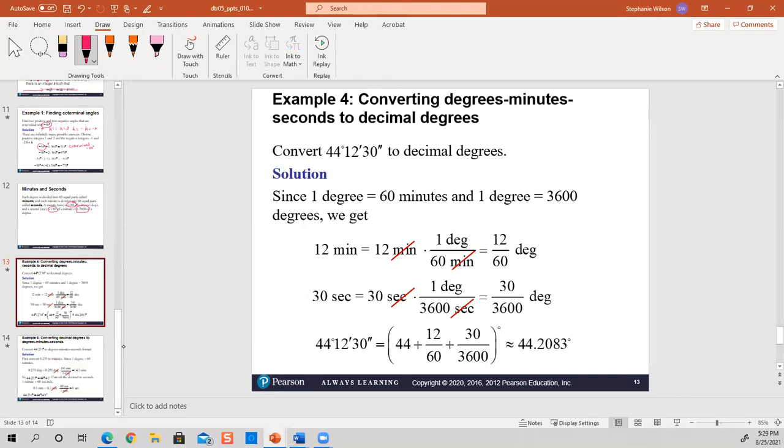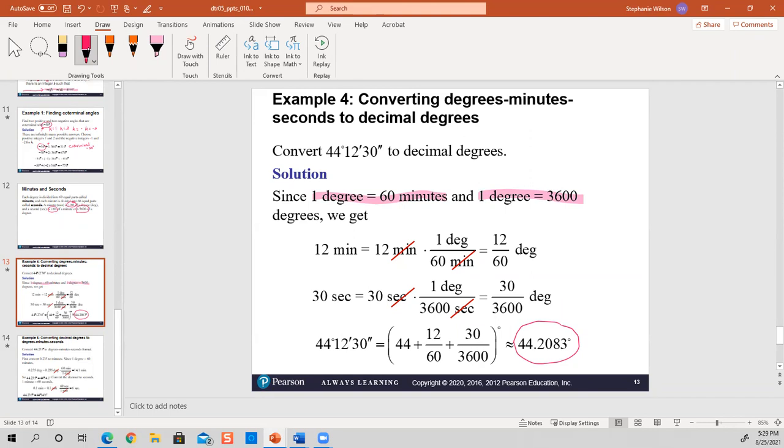All right, so let's convert 44 degrees, 12 minutes, and 30 seconds all into degrees. What we know is we have 12 minutes. And guys, make yourself a formula sheet for sure. You need to write this down, what I'm highlighting. You need to know it. It will make it so much easier for you. Put it separate from your notes.